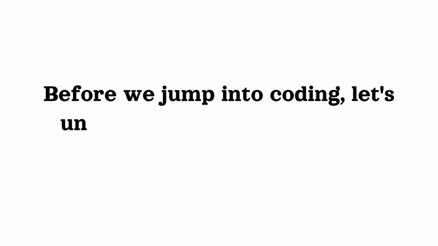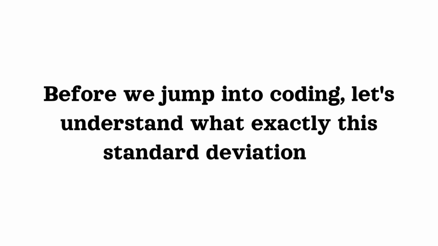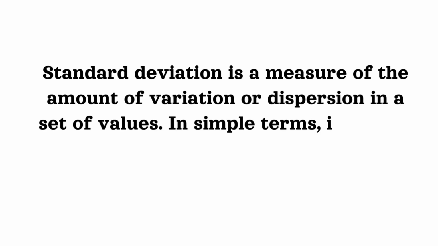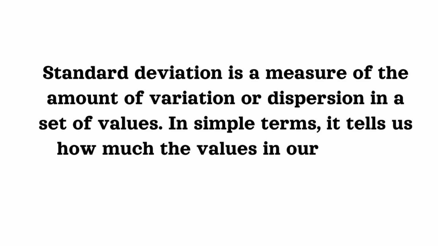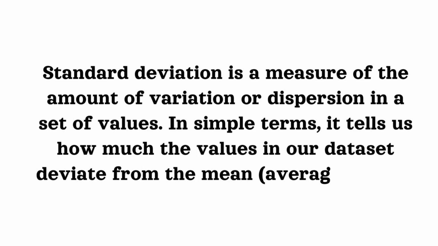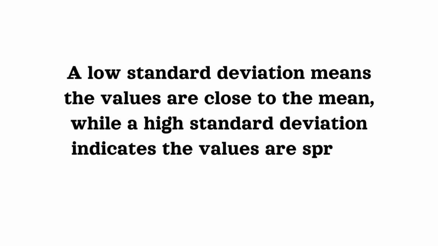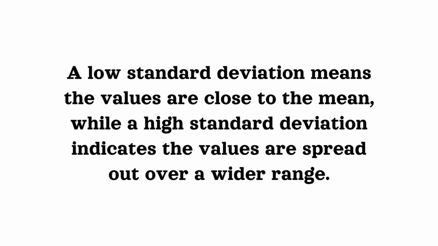Before we jump into coding, let's understand what exactly this standard deviation is. Standard deviation is a measure of the amount of variation or dispersion in a set of values. In simple terms, it tells us how much the values in our dataset deviate from the mean or average value. A low standard deviation means the values are close to the mean, while a high standard deviation indicates the values are spread out over a wider range.